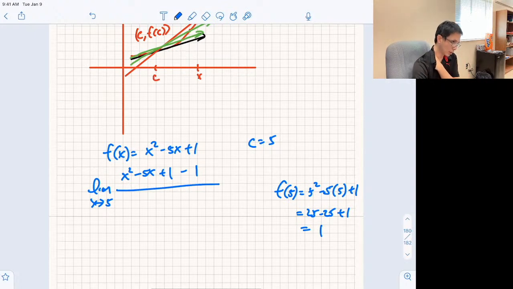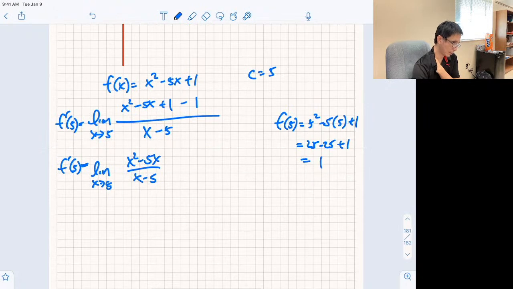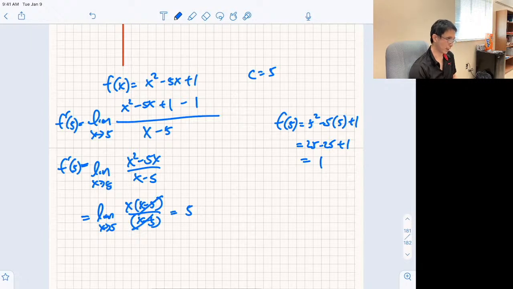Good. And on the bottom is x minus 5. Remember, this is f prime of 5, not x. So f prime of 5 is the limit as x approaches 5 of x squared minus 5x over x minus 5. If I plug in 5, it's 0 over 0. So we factor out x: x times x minus 5 over x minus 5. That cancels out, and we plug in 5. Then that's 5.